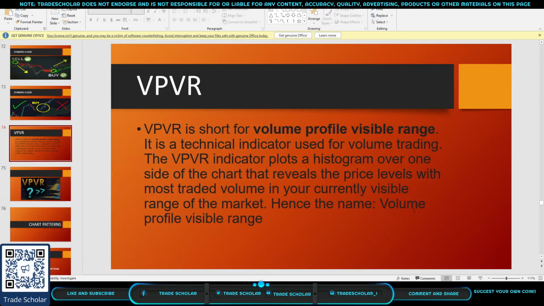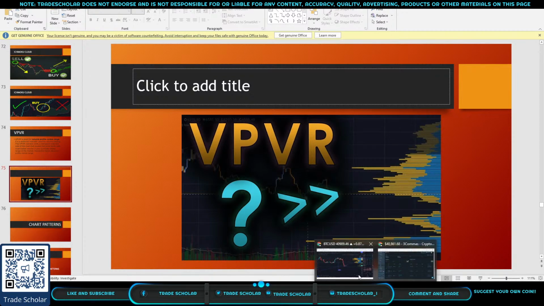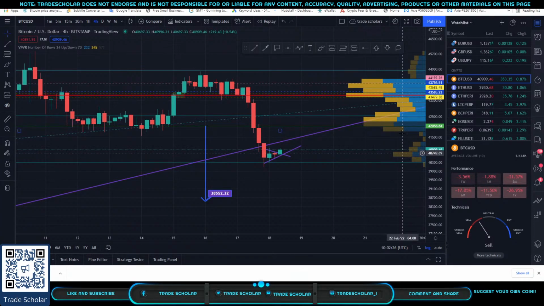The basic technical analysis that I can teach you is this VPVR, short for Volume Profile Visible Range. It is a technical indicator used for volume trading. The VPVR indicator plots a histogram over one side of the chart that reveals the price levels with the most traded volume in your currently visible range of the market, hence the name. It looks like this. This is the VPVR right here, and we are using it in this area.